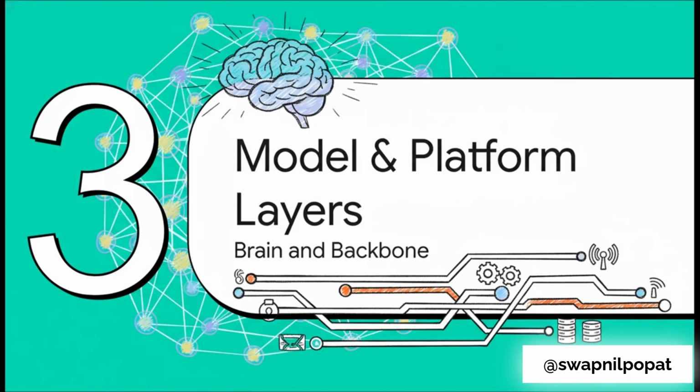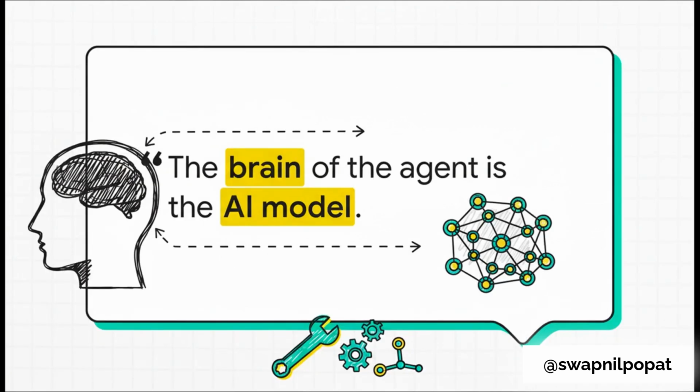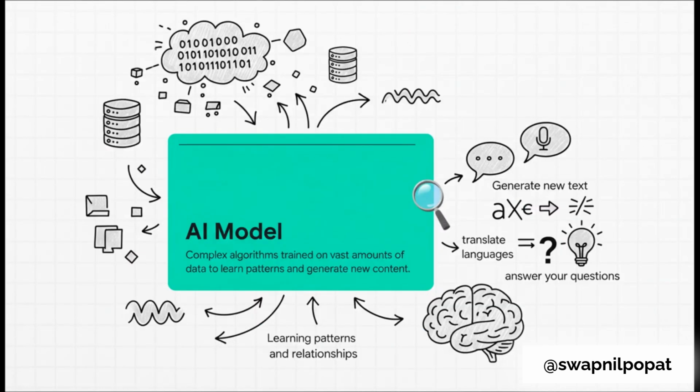Okay, so if the agent is the problem solver, what's powering its thinking, and how does it connect to everything else? That brings us even deeper into the stack, to the next 2 layers, which pretty much function as the brain and the backbone of the entire operation. And this is a perfect way to think about it. If the agent is the one out there taking action, the AI model is the intelligence. It's the cognitive engine that's actually driving all of those actions. At its core, a model is a massive algorithm that's been trained on just a staggering amount of data. And all of that training allows it to learn patterns and relationships, which is what enables it to generate new text, translate languages, and answer your most complex questions.